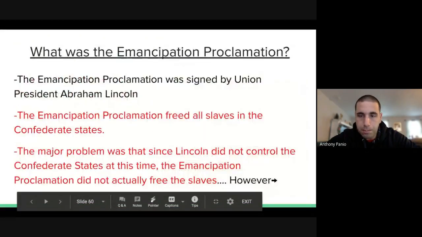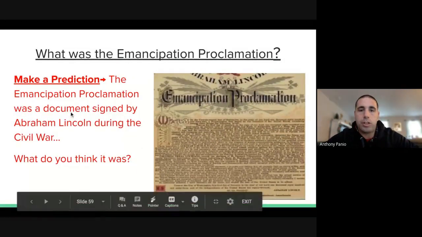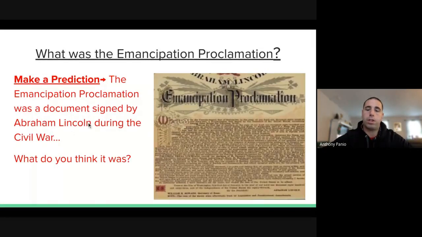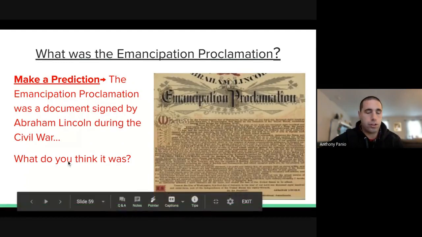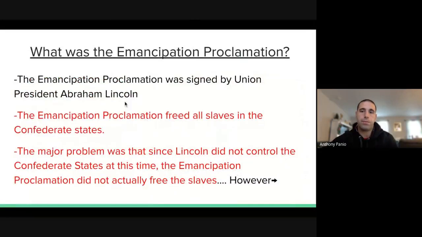So we can make a prediction here, but I'm sure you're already gathering. The Emancipation Proclamation was a document signed by Abraham Lincoln during the Civil War. What do you think it was? Well, if you know the word free, to set free, in a proclamation, basically it's an announcement to set free the slaves. Now, this should be and is a big moment in history. But we're going to actually look at the details of why it's a little bit different.